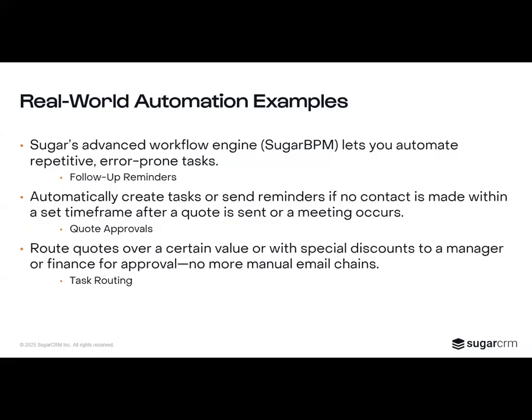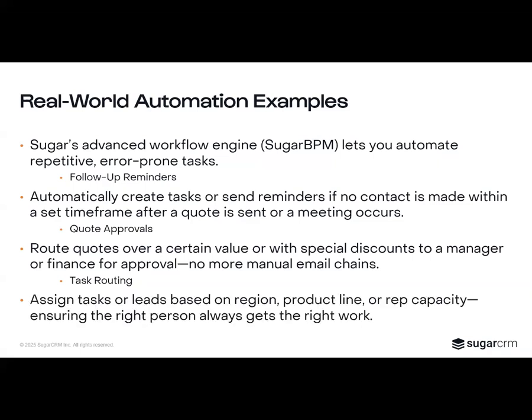You can route quotes of a certain value, with special discounts, to managers or finance for approvals, right? We may need a certain person to actually go in there and click approve or reject. And that could be called task routing.